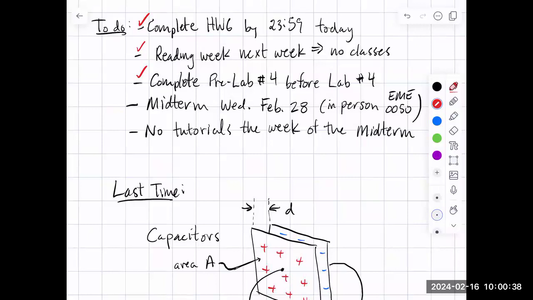And then just a reminder that we will have our midterm in person in class on Wednesday after the break. So that's February 28th. It'll be here during regular class time. It'll be a paper midterm. And then there will be no tutorials the week of the midterm. So when we have the reading week next week, and then the week after that, there'll also be no tutorials.